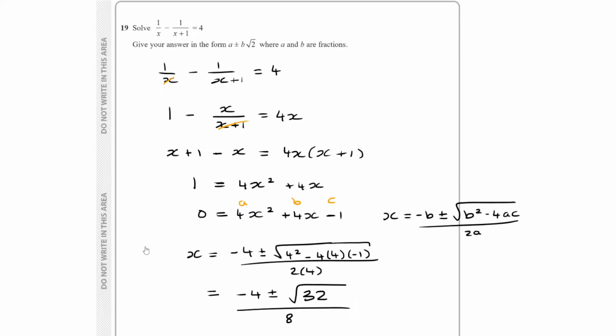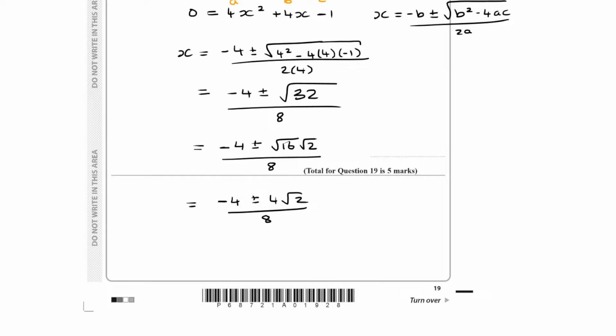You see how it said a and b? Normally they say integers. In this case, it's not. A and b are fractions. So, I don't want it as a whole fraction like this. I'm just going to split it.